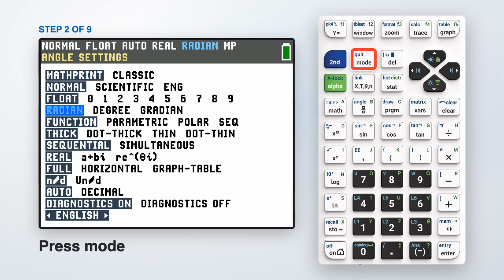To fix it, press the mode key in the top row, right next to second. A few rows down, there's a line that reads radian, degree, gradient. Arrow over to degree. Press enter, and the status bar at the top switches to degree right away.